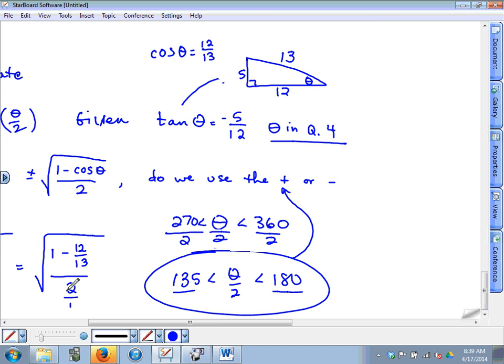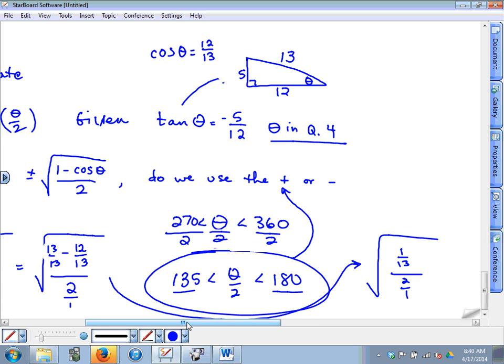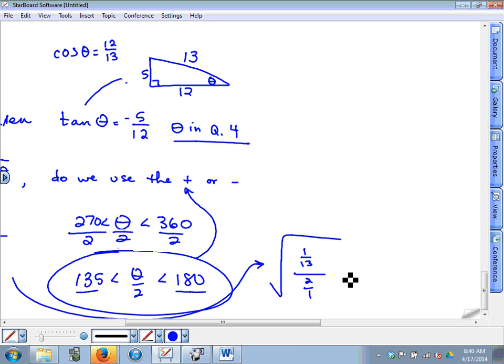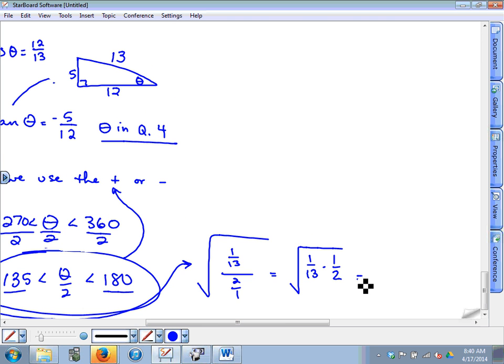But we actually need to save that until this becomes one term. We need to change this into one term. Can we do that? Yeah, you can multiply 1 by 13 over 13. Yeah, 1 is just 13/13. So that becomes 1/13. So this is the square root of 1/13 over 2 over 1, and that's the same as the square root of 1/13 multiplied by 1/2. And that's the square root of 1 over 26.